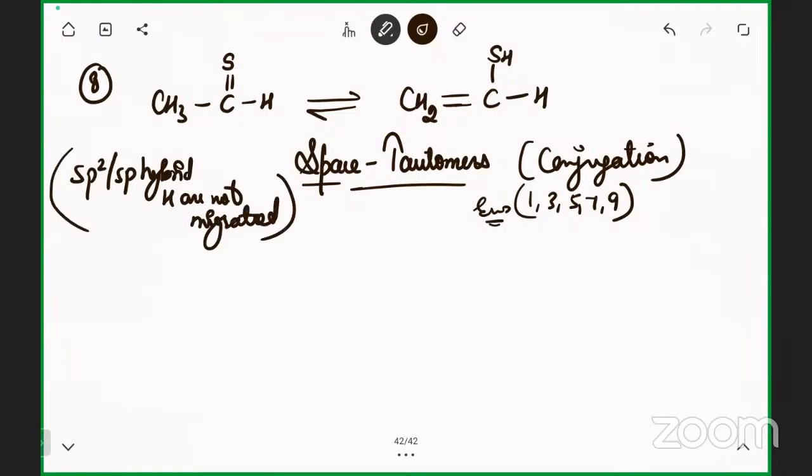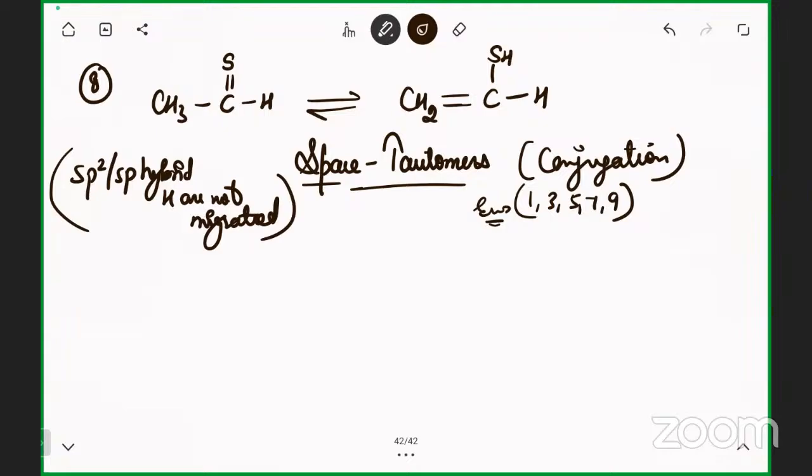And in space tautomerism, why are we saying space tautomerism? Just because we don't know from where we have to take the hydrogen. It can be from the first position, from the second, from the third, from the fourth, from the eighth, from the ninth. We don't know from where we have to take the hydrogen atom. So for that, you just have to see the sp3 hybridized carbon.